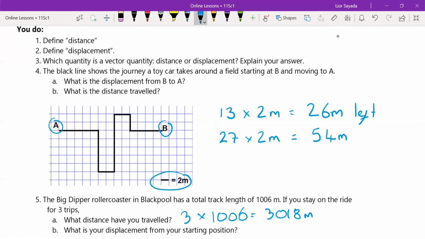And for part B, what is your displacement from your starting position? Well, you've gone around the roller coaster, and then you've gone around again, and then you've gone around again, but you finished where you started. So your distance from where you started is 0 meters, because you're back to where you started. So even though you've gone on a very long journey, a journey over 3 kilometers, your displacement is 0 meters, because your distance from where you started is 0 meters.